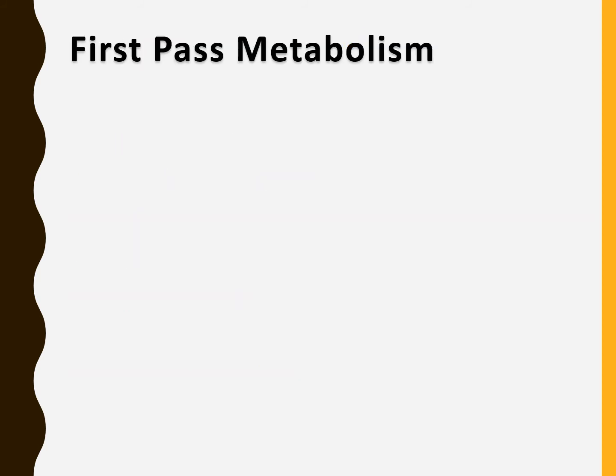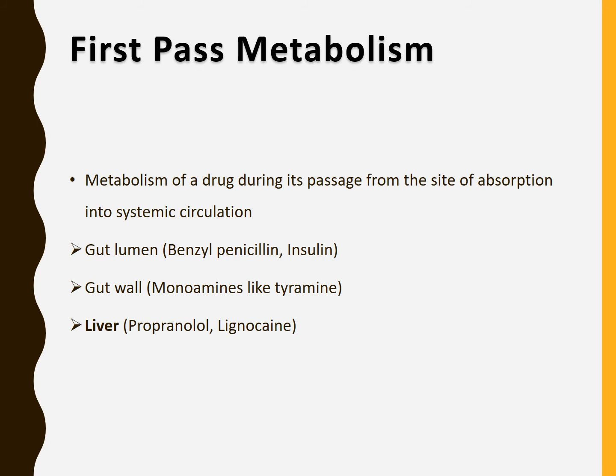First pass metabolism. So what is first pass metabolism? It is the metabolism of a drug during its passage from the site of absorption into systemic circulation. Absorption means the movement of the drug from the site of absorption to our vascular circulation. While going from the site of absorption to the circulation, it has to cross many membranes and many organs. So during that passage, the drug gets metabolized. This is known as first pass metabolism.